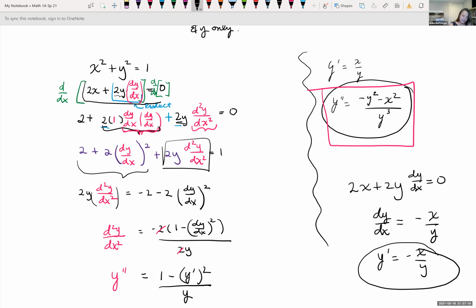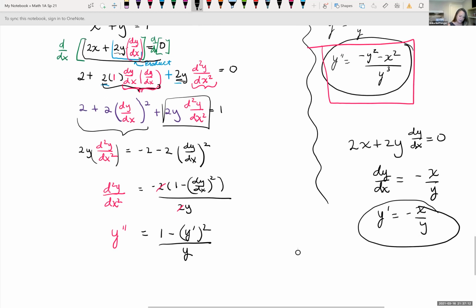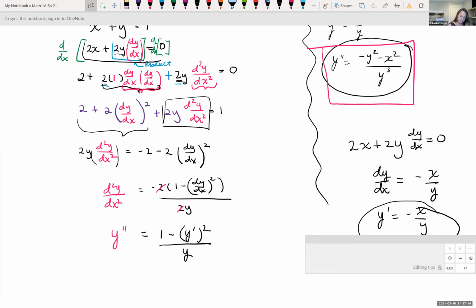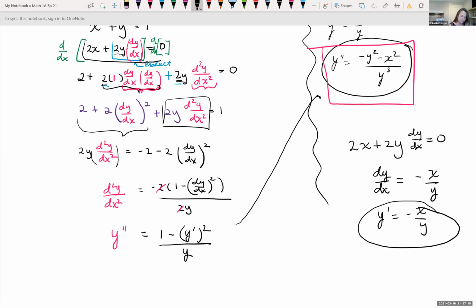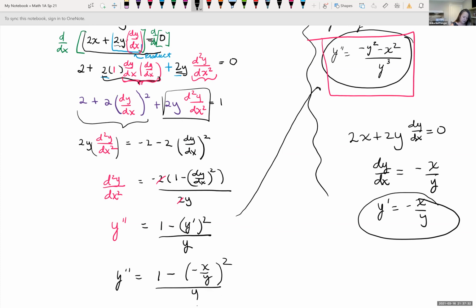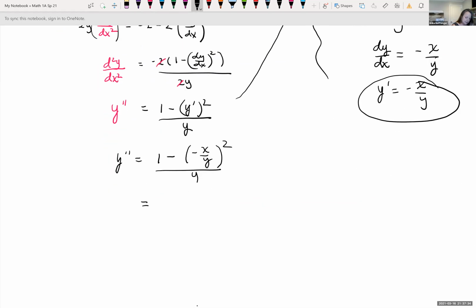So I need to go back in and plug in what y prime is. And I'm trying to show you that it's equivalent to what the back of the book did, and they used the quotient rule. So I have y double prime is equal to 1 minus -x over y quantity squared all over y. So this is equal to 1 minus x squared over y squared all over y.